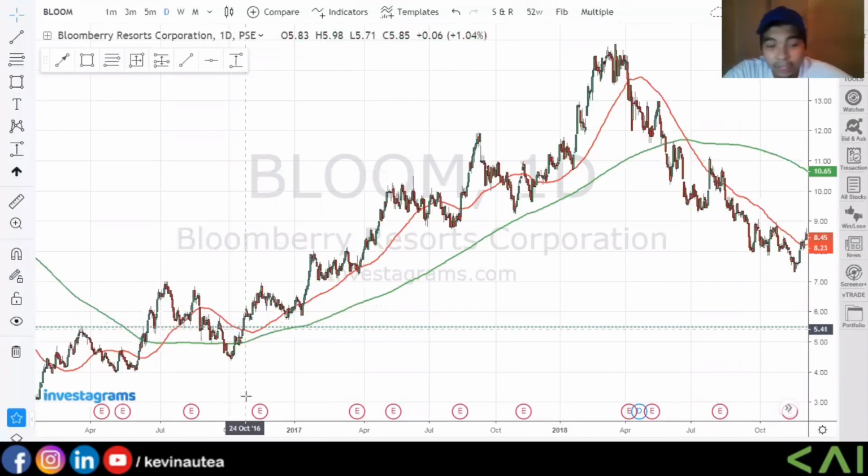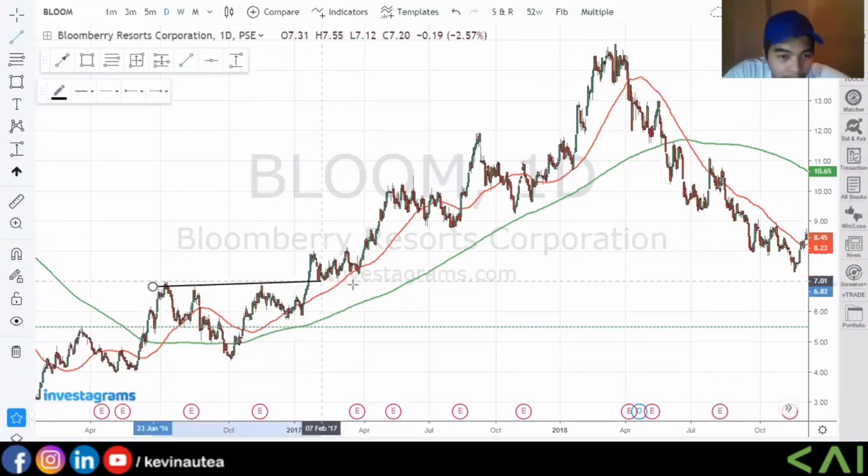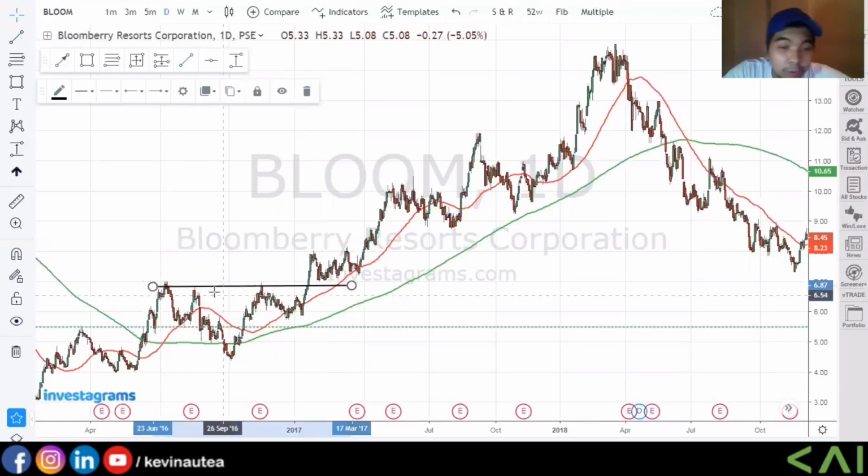But we don't know what will happen next. It's just a testing, or maybe you can buy again at this level, because it already broke this resistance line. And again, you will use the golden cross or the moving averages to support your decision. So you support your decision already.